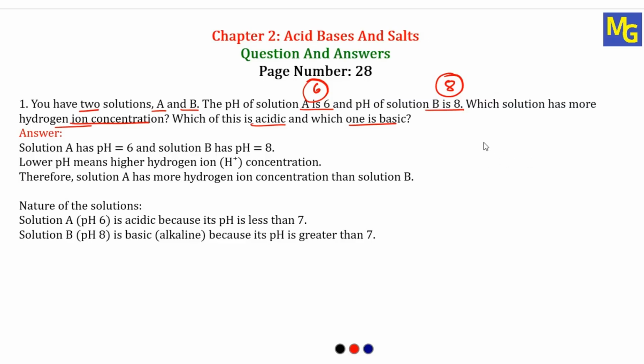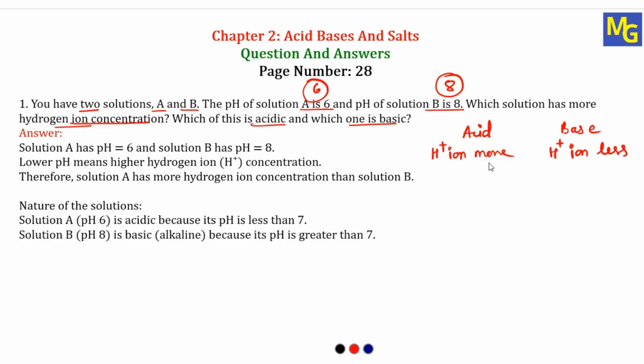So now remember hydrogen ion concentration. If you have an acid, then hydrogen ion concentration will be more. And if we have a base, then hydrogen ion concentration will be less. This we have to remember. So this we have answered in terms of H plus ion concentration for both acids and bases.